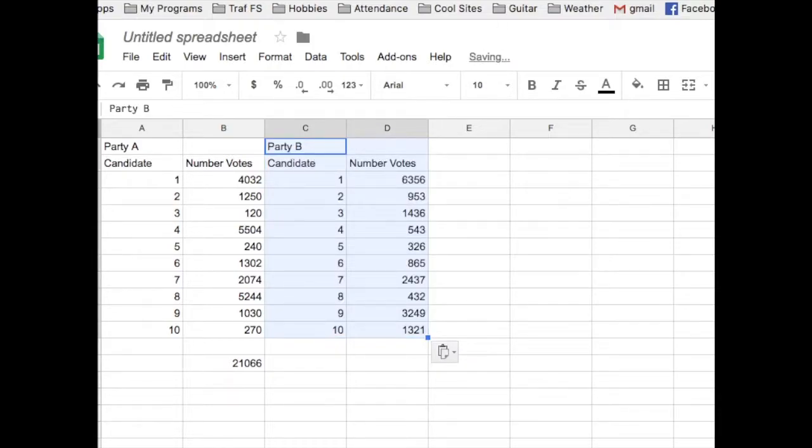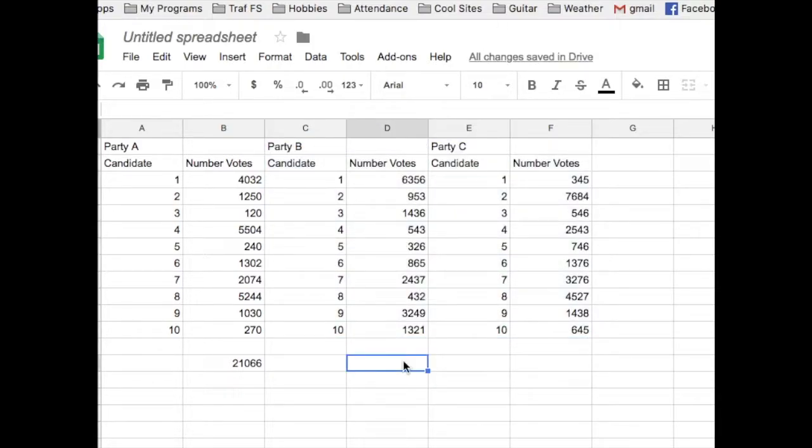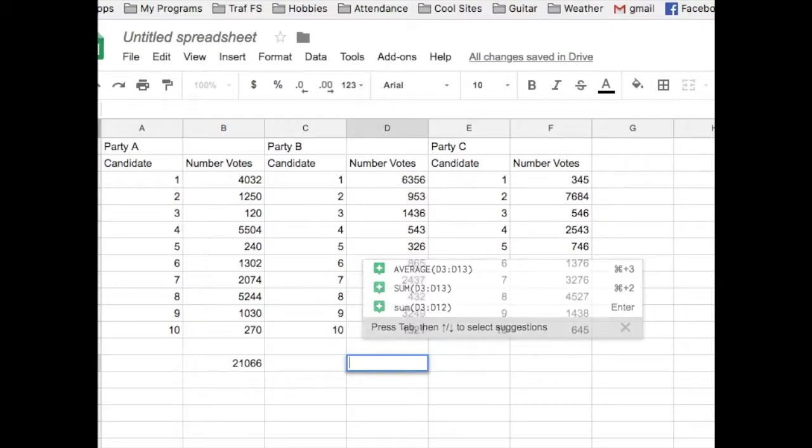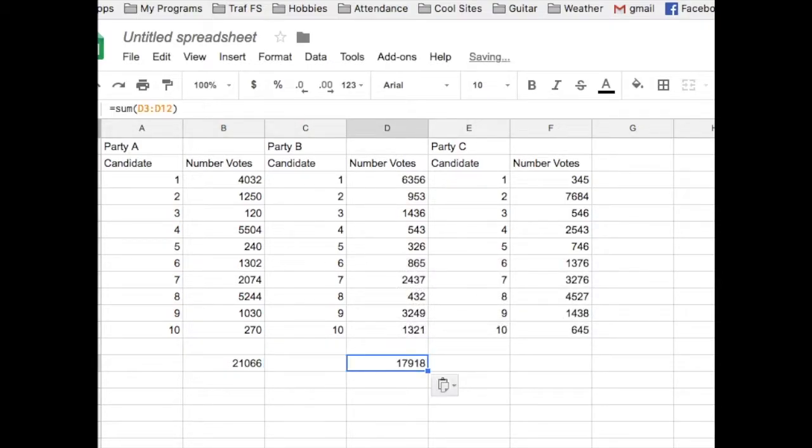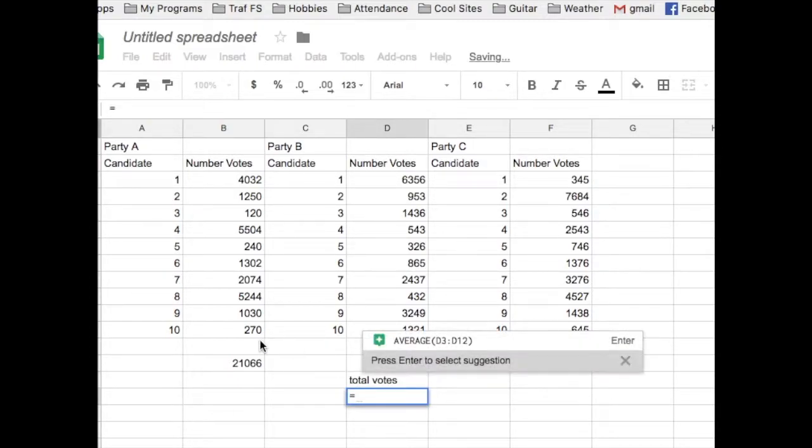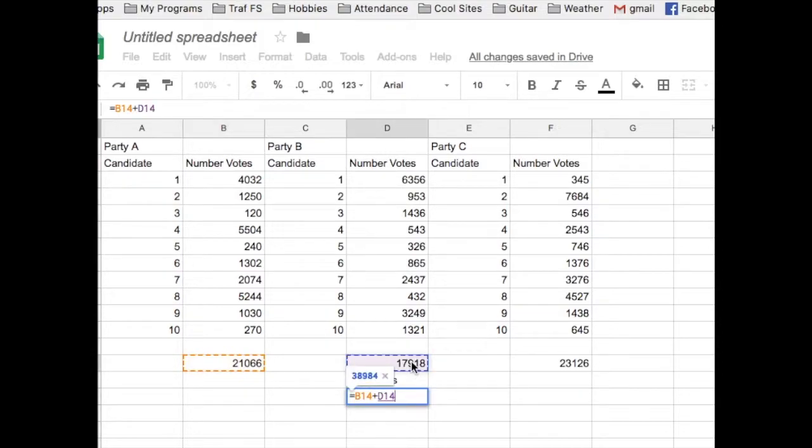For Party B, that's for Party C. Let's see how many votes there are in total. Is equal to, here, let's just copy that formula over here. So it's adding up all of these, adding up all of those. So the total number of votes is going to be equal to that plus that plus that. So there are 62,110 votes. Let us see what percentage each party got.